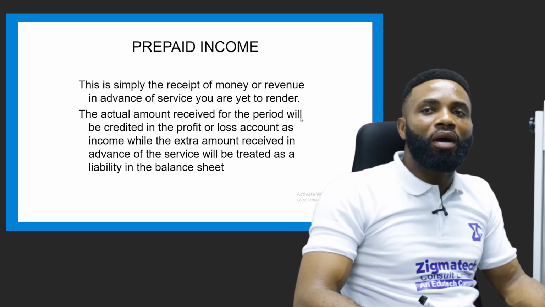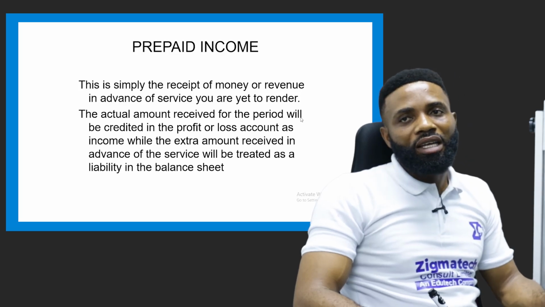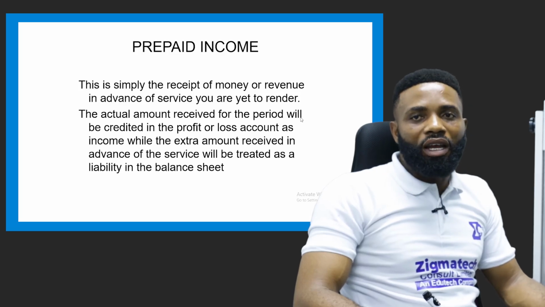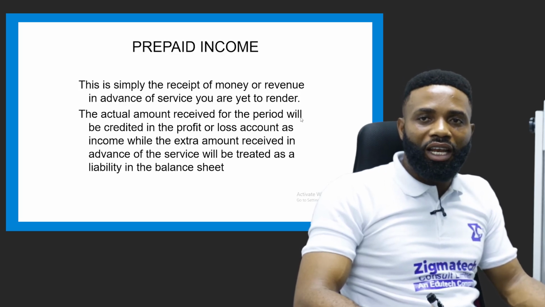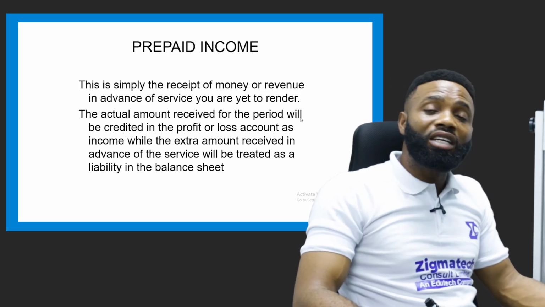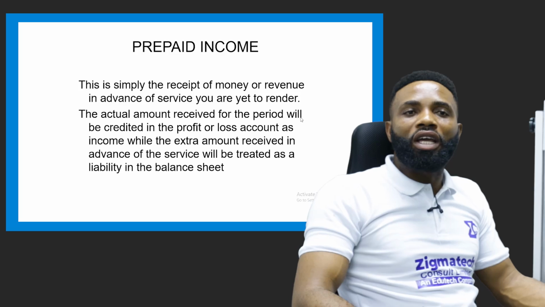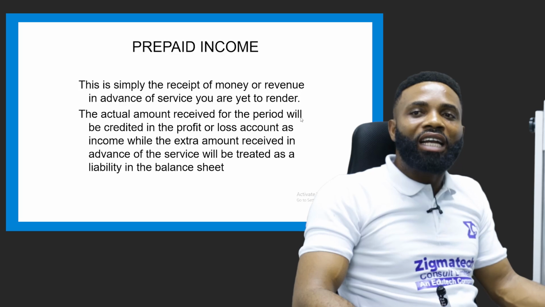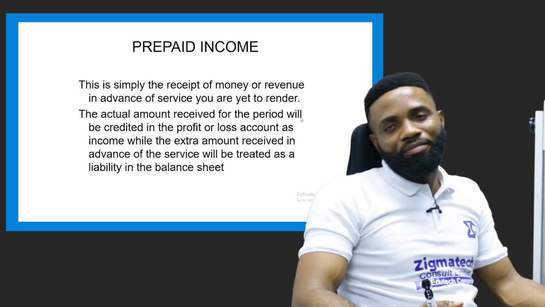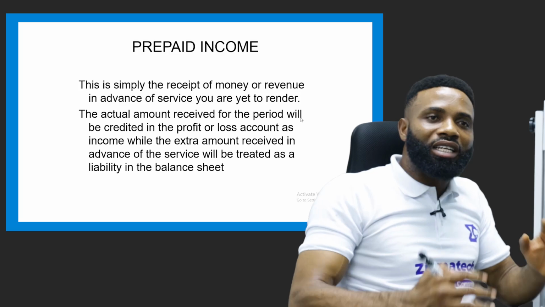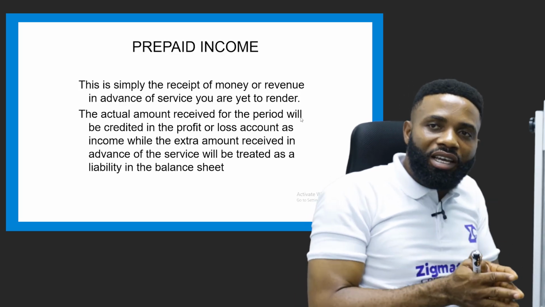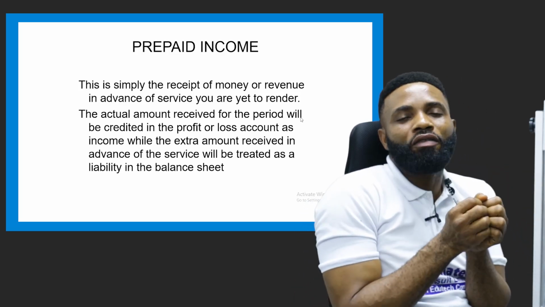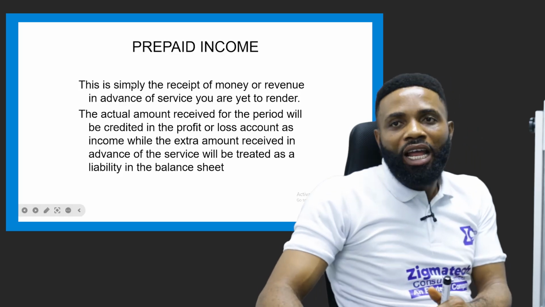So the actual amount received for the period will be credited in the profit or loss account as income, while the extra amount received in advance of the service will be treated as a liability in the balance sheet. Yes, it has to be a liability because you have not done anything to deserve such payment. So it's a debt for you to pay, and until that debt is paid, you cannot be free. That's the truth. So the amount that has been received for the period goes into the profit or loss account, but that extra amount that is given to the business is treated as a liability.